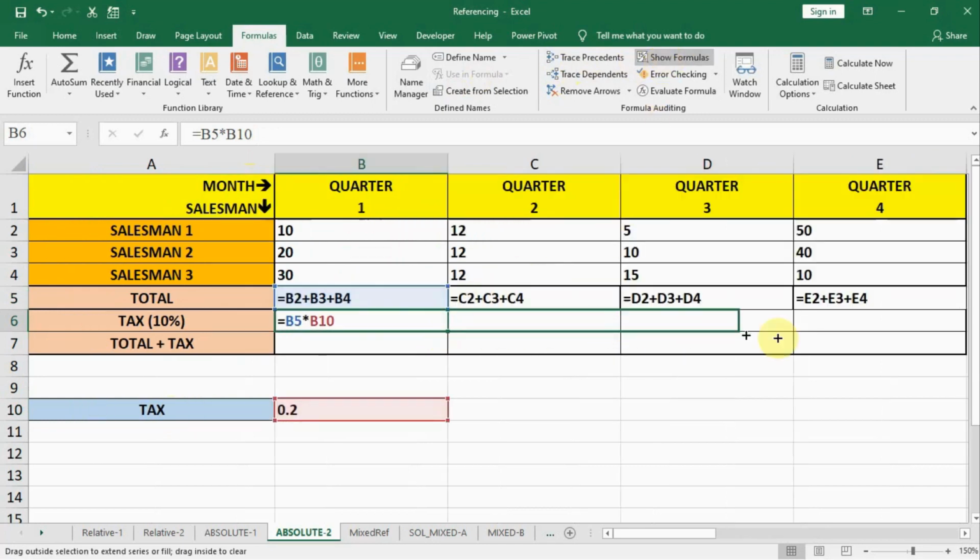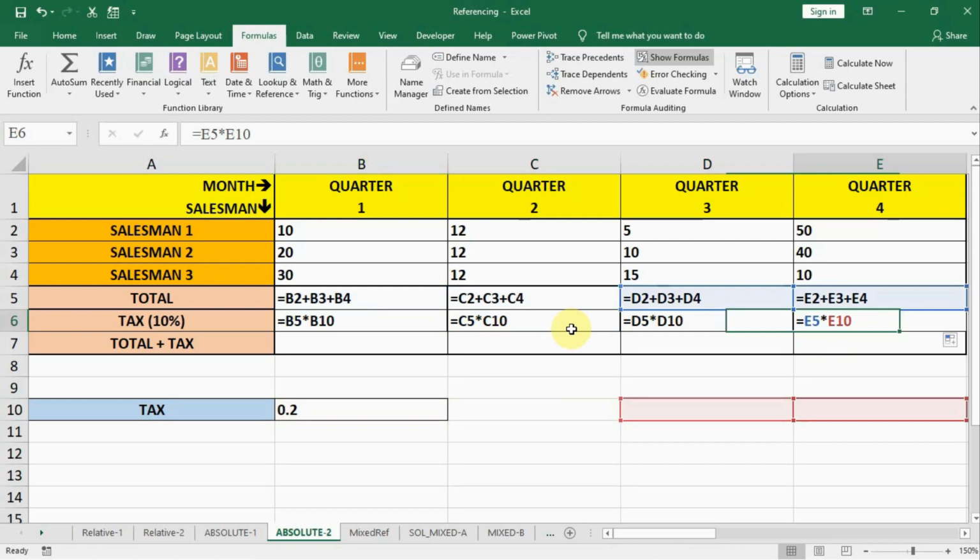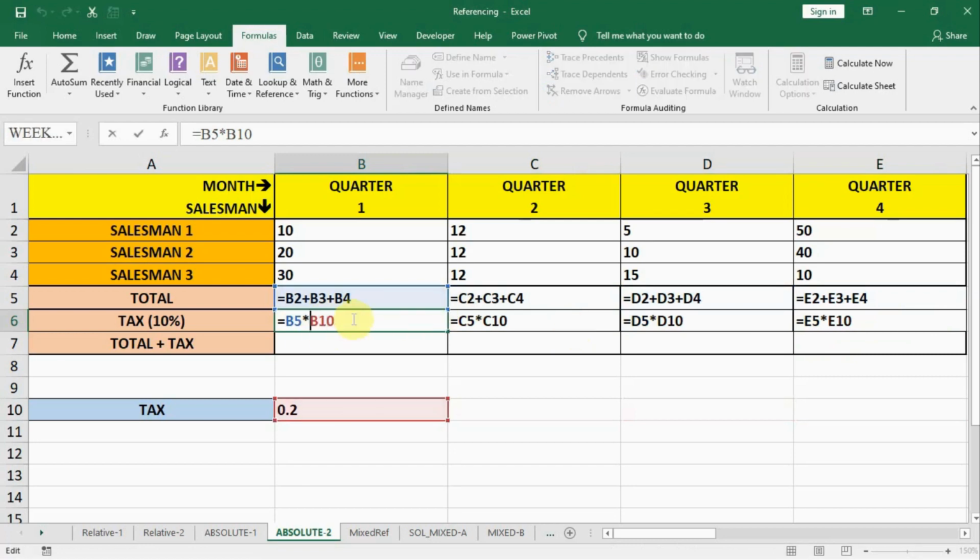Now when I drag it right, you see what happened? It is referring to B10 becomes C10, D10, E10. Tax is only in the cell B10, but every time it moves out because of relative referencing, it is referring to the cell next to it. So how do we do it? We have to fix this B10. The method of fixing B10 is we can put a dollar sign before B and a dollar sign before 10. So whenever a dollar is there, it is absolute referencing. It will refer to the original cell, that is B10.